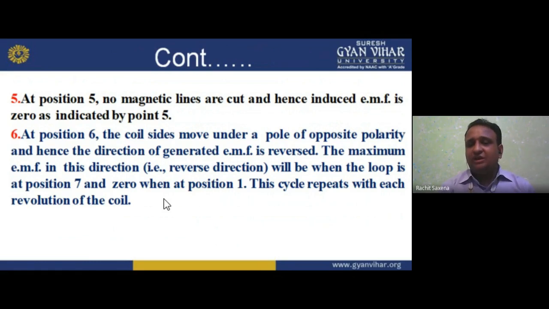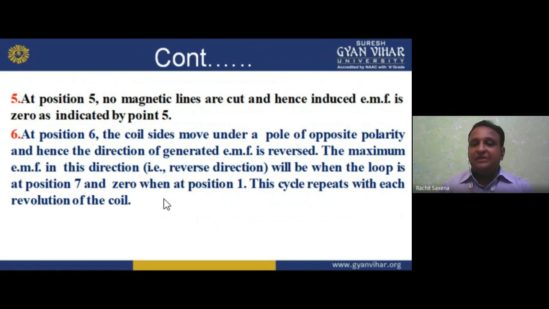opposite polarity, and hence the direction of the generated EMF is reversed. First the direction is like this, then it becomes reversed like this. Now the maximum EMF in this reverse direction will be when the loop is at position number 7, and 0 when it is at position number 1.